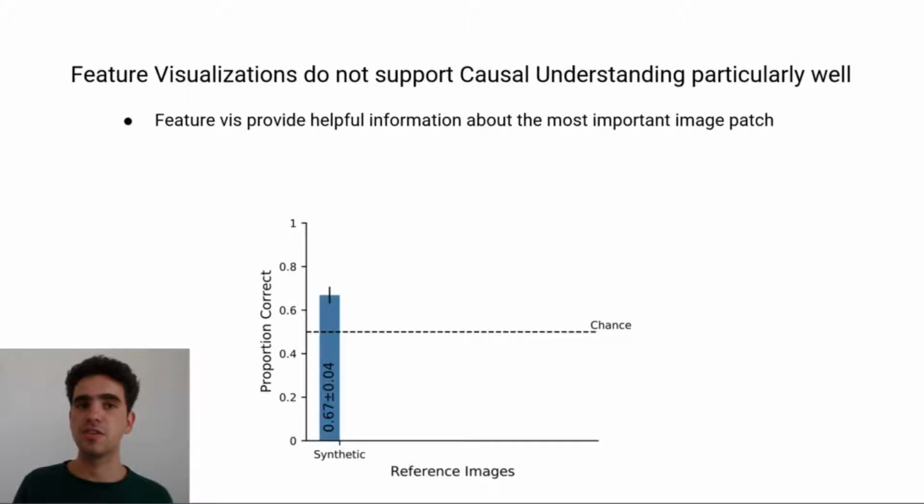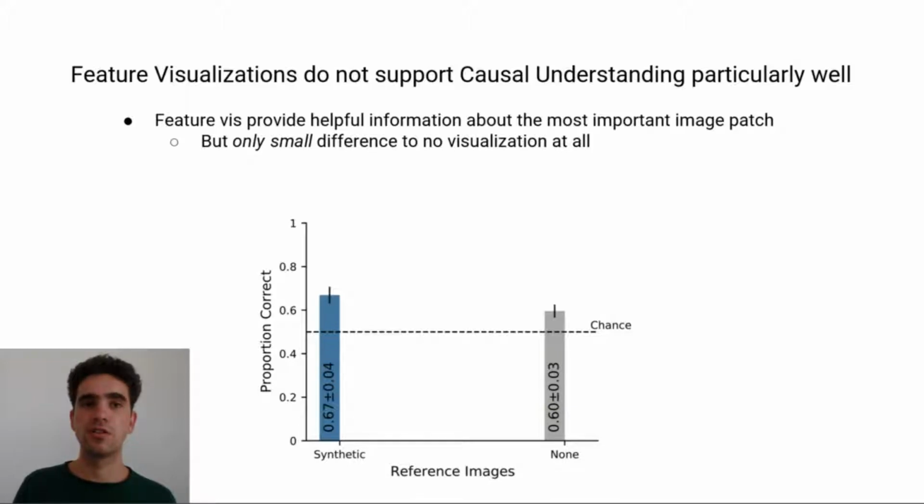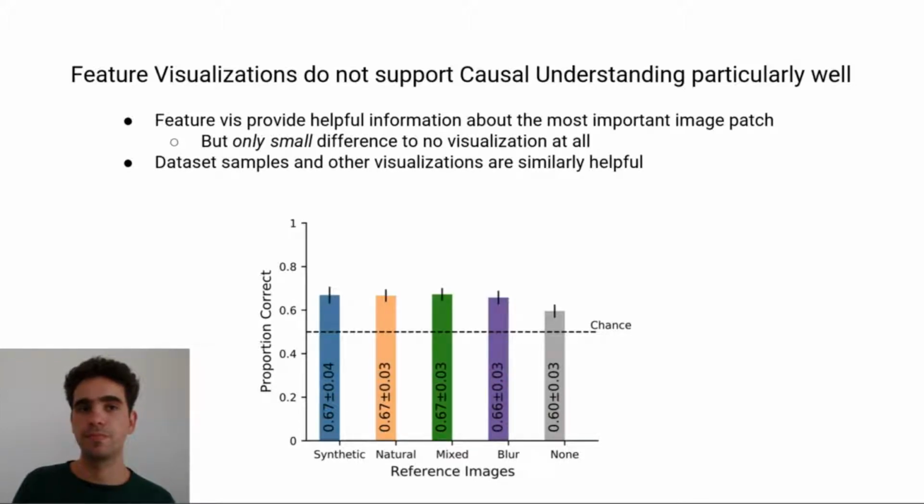We first find that for the synthetic feature visualizations, performance was at 67%, which is clearly above chance level and hence means that feature visualizations do provide helpful information about the most important image patch. However, comparing this to the condition where no reference images are given and participants make their choices purely based on the query images, it becomes clear that the advantage feature visualizations provide is rather small. Finally, we tested a few other visualization methods, such as natural dataset examples, and find their performance to be similarly high as that of feature visualizations. This is why we concluded that feature visualizations do not provide causal understanding particularly well.